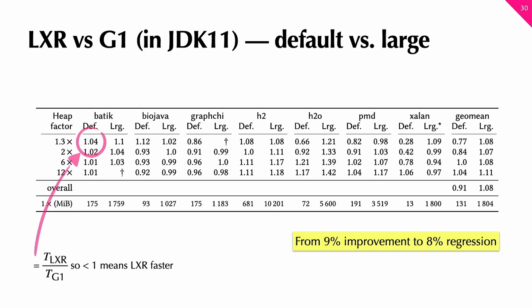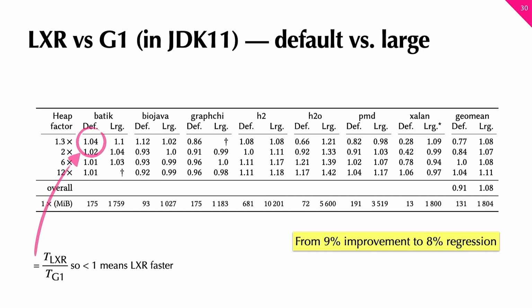So now let's look at some result comparisons, right? So let's start with JDK 11. We're now going to compare this super cool LXR collector that was built in Steve's group with G1, right? Going from default to large, right? And so what we're looking at in each cell here is now basically the throughput.